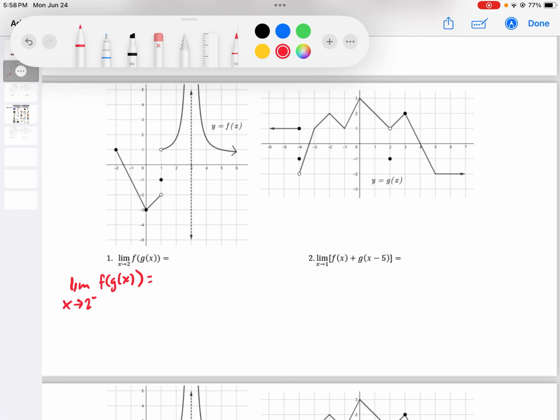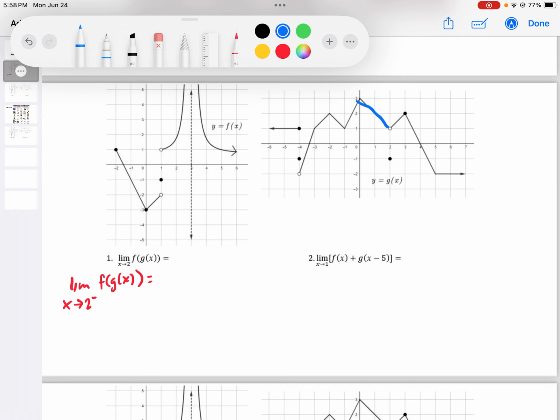The tricky thing about this one, and once you've heard it, I think you'll remember this. It's not real likely this will be on the AP exam, but it's possible. So I want to find the limit as x approaches 2 of g of x first. So the inside part. So I'm going to look at this graph over here. What is the limit as x is approaching 2 from the left? So from the left, x is approaching 2. That y value is 1.